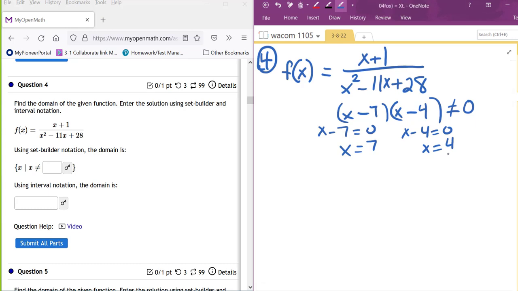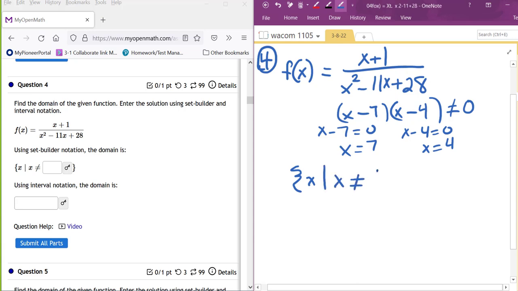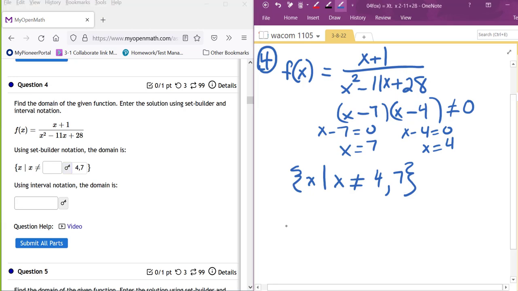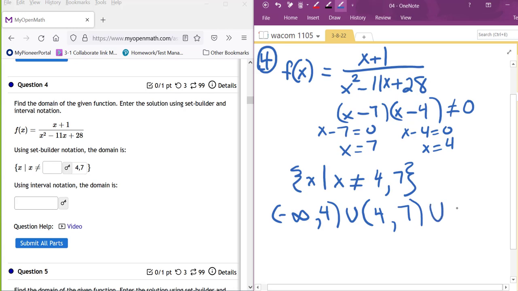So for their set builder notation, what they started with, the set of all x such that x is not equal to 4 and 7. So that's a much nicer way to write it, actually, for these, less work, right? They do want the interval notation. You want to go in order left to right, so smallest to largest. So we're coming from negative infinity to 4 with parentheses, start up again at 4 to 7, parentheses, and start again at 7 to infinity.